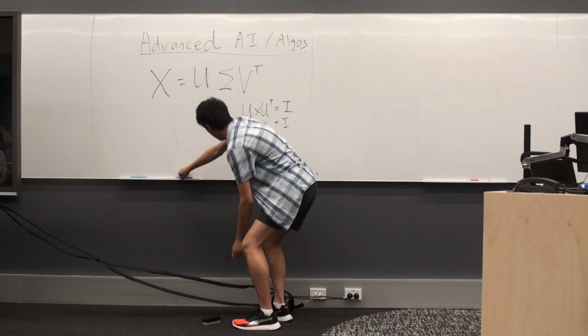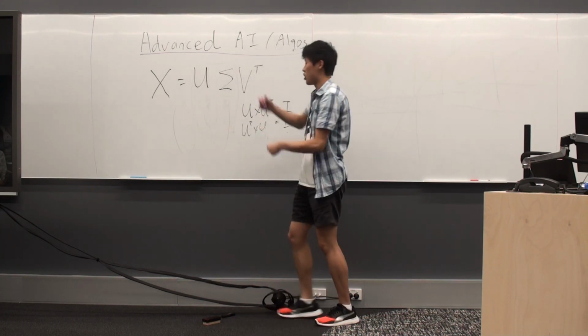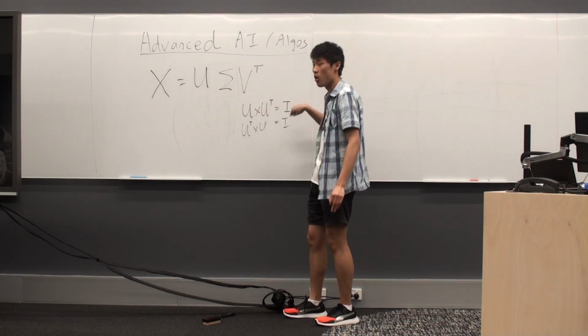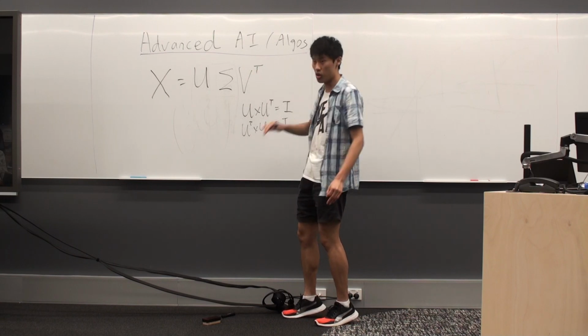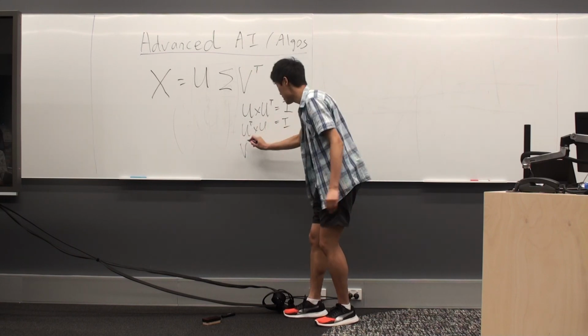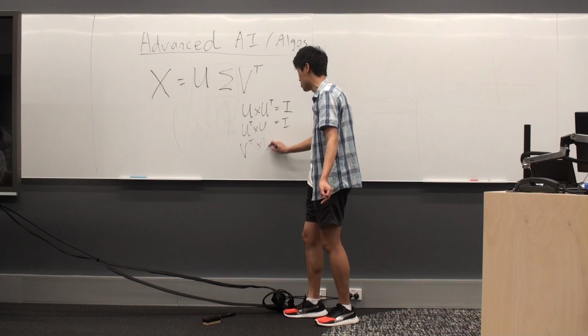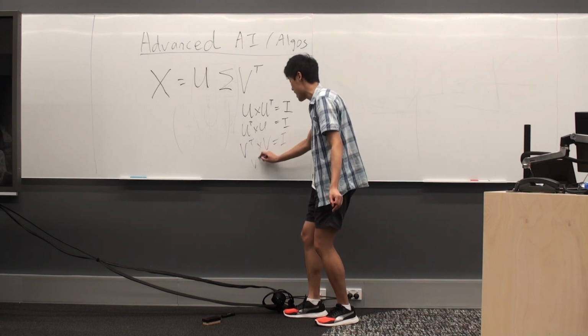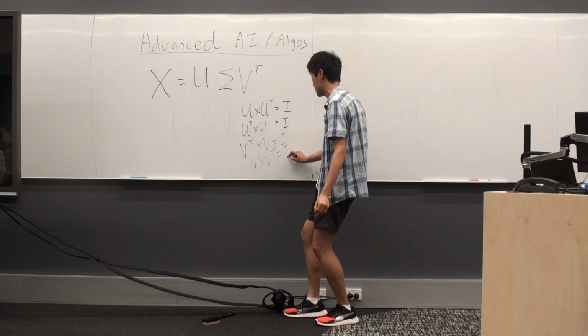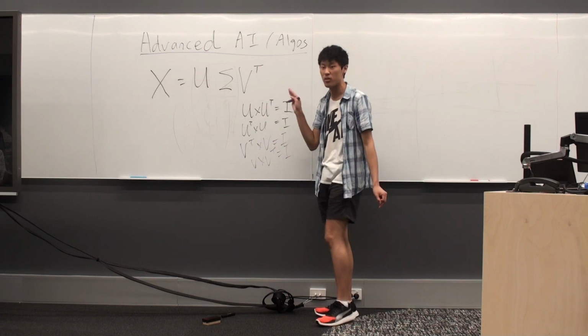So U is orthogonal, which means this property holds. V is also orthogonal. V's property is that V transpose times V is also identity, and V times V transpose is also identity. So all these things hold.